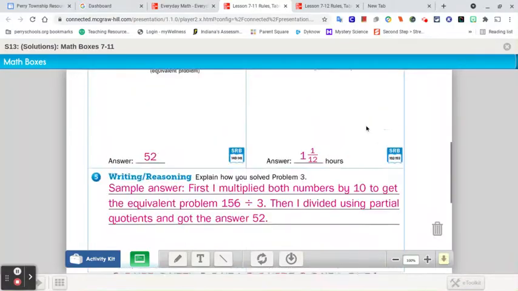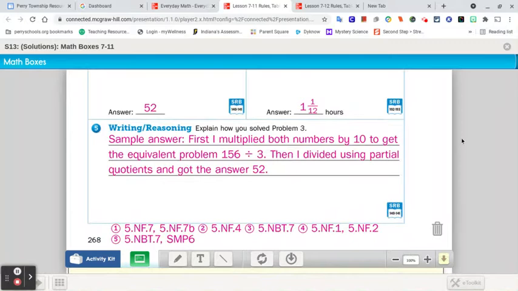Okay, if you are unpausing the video, I'm going to give you this example of an explanation that you can read through. Again, it's a sample, but yours will probably have some key components like that example as well.